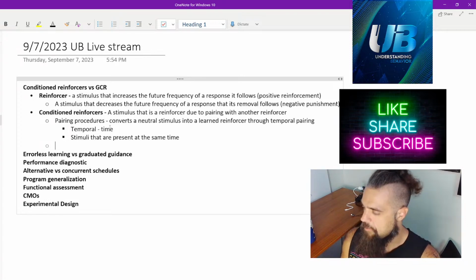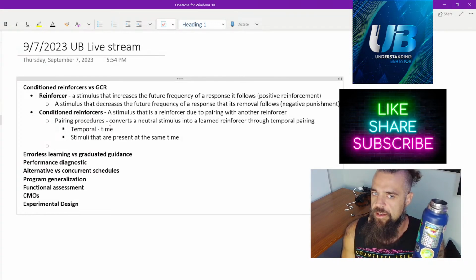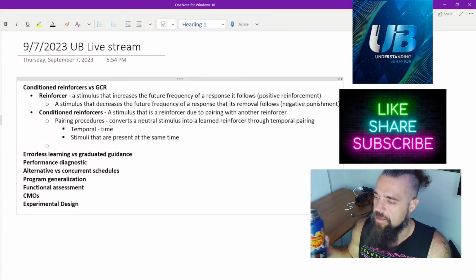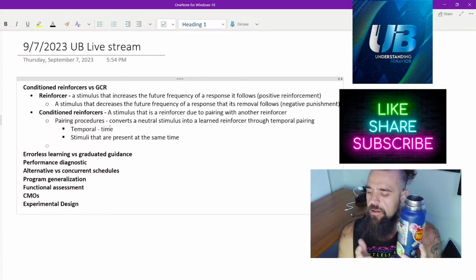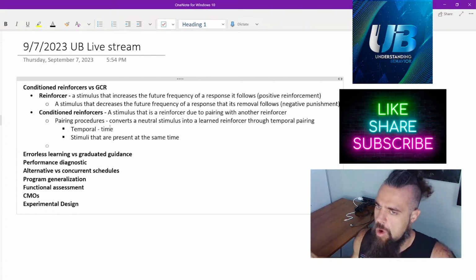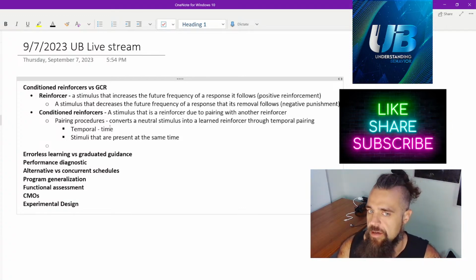So, for example, the sight of this water bottle for me is paired with water. So that is a pairing procedure that has taken place. There's a relationship between the sight of this water bottle, this blue metal container, and water. So that's made my water bottle a learned or conditioned reinforcer.